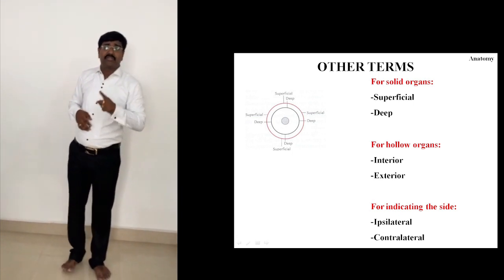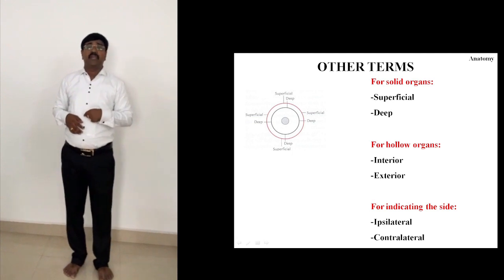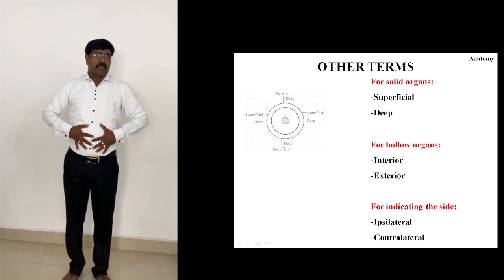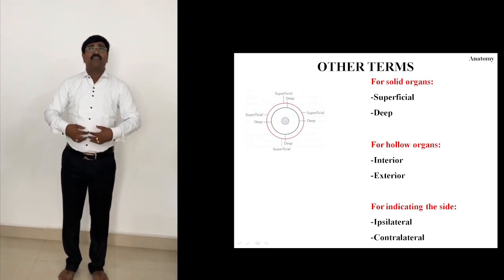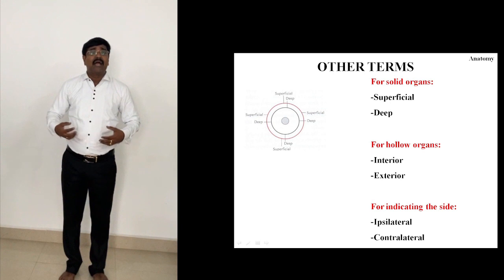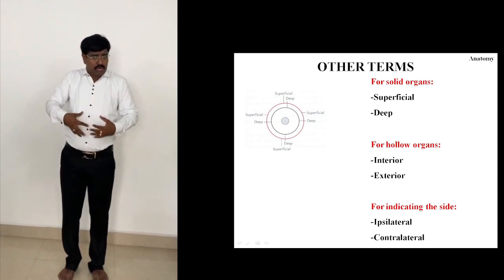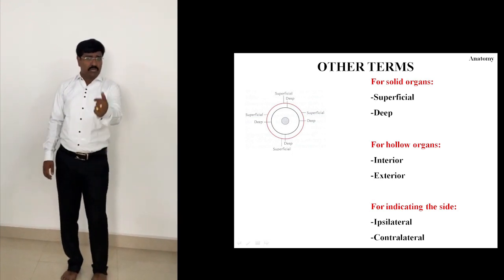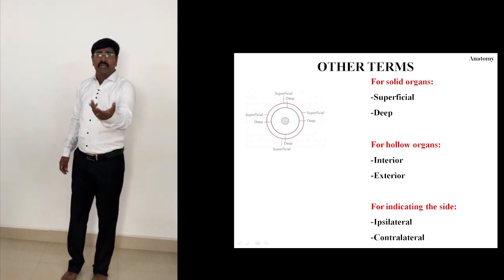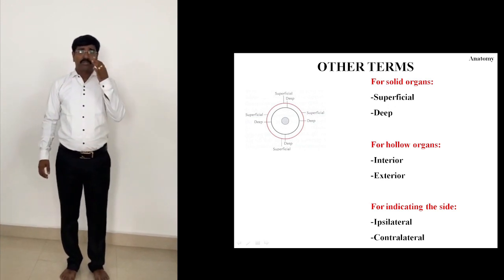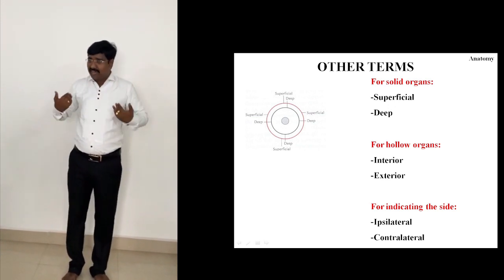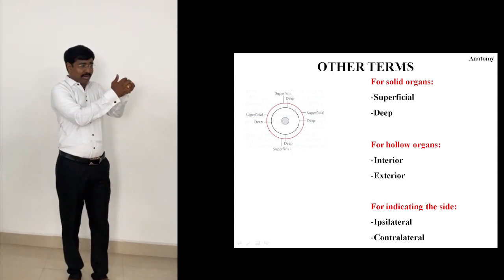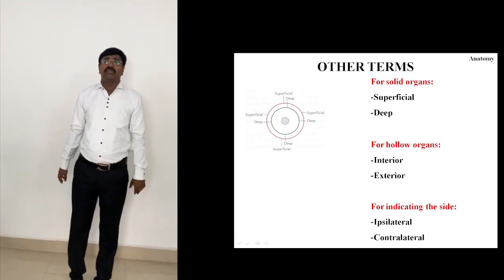Previously I also spoke about superficial and deep. There are some organs in the abdomen. First, when I open the skin, I have some fat layers, then I have some intestines. Those are all superficially located. I have to take them out. Deep inside, some other organs are there, for example kidneys, then ureters, bladder. So certain organs are superficial, certain organs are deep inside. And for hollow organs, the outermost is called what? Exterior. The inside one is called what? Interior.